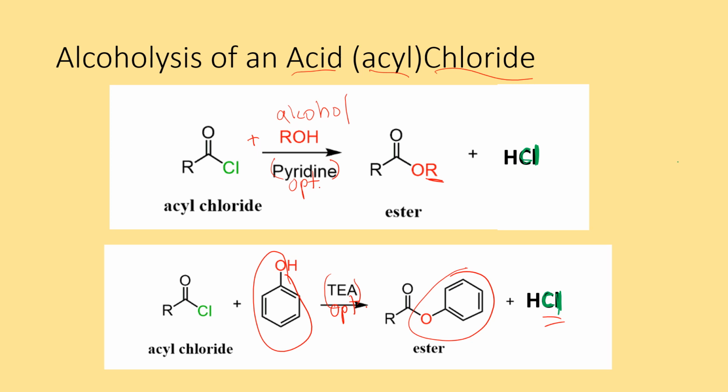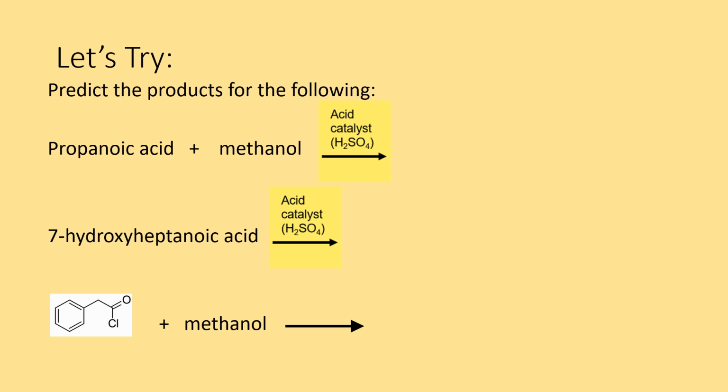What we're making here are esters, so let's see if we can do it. You have propanoic acid. Prop means 3: 1, 2, 3. It's an acid, so it's on the end of the molecule. Methanol is CH3OH. Acid plus alcohol, this is a Fischer esterification.